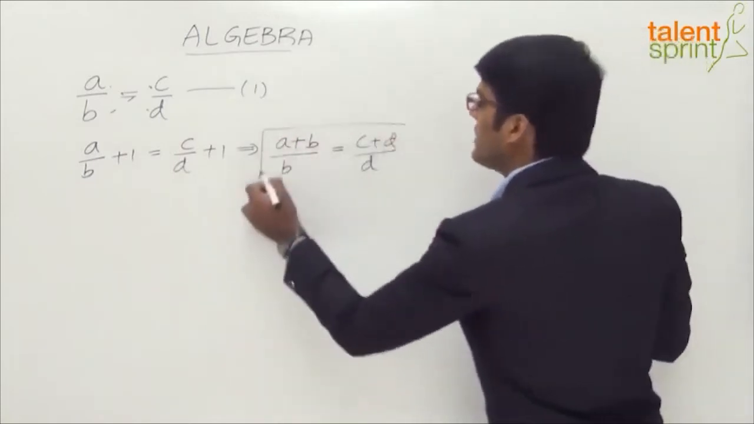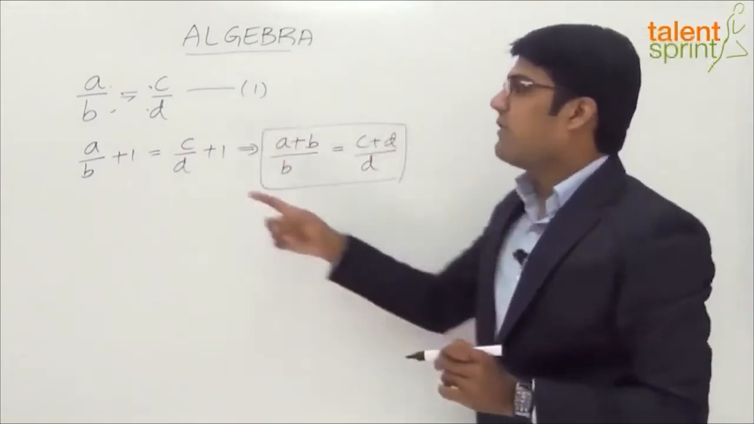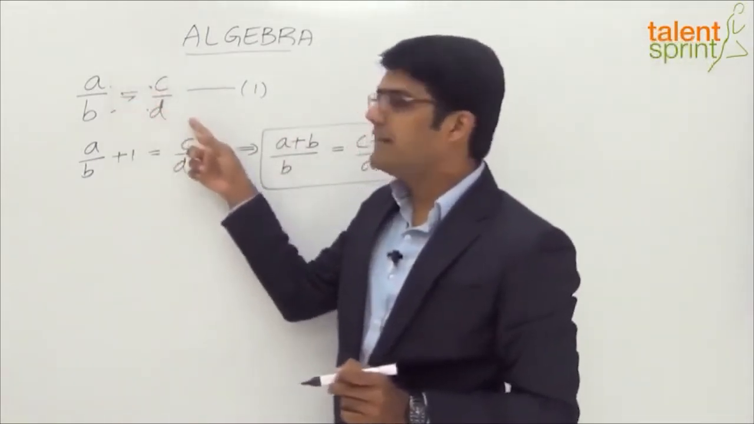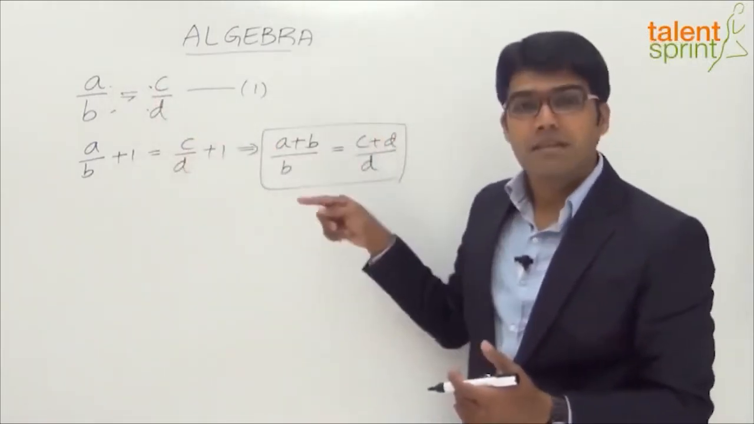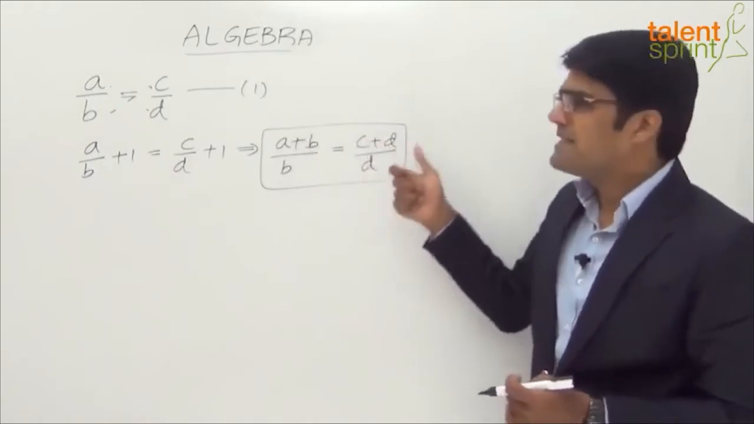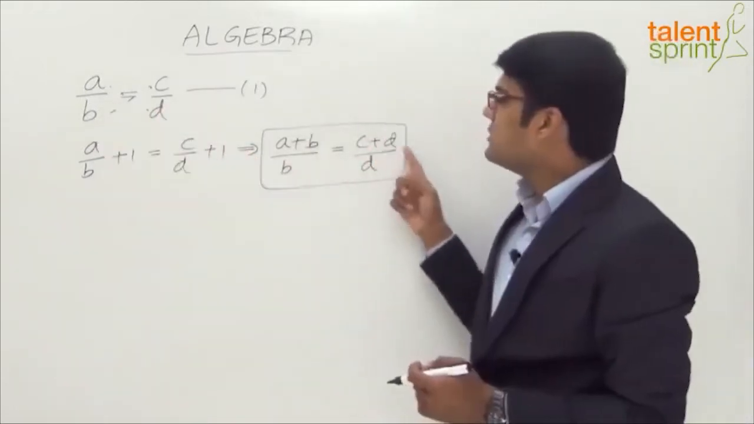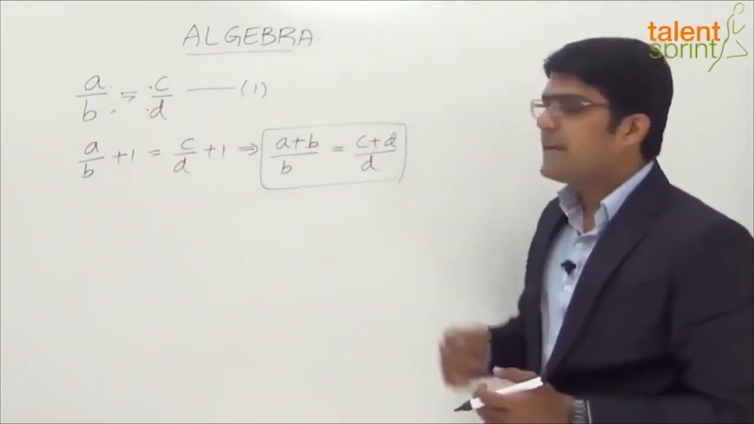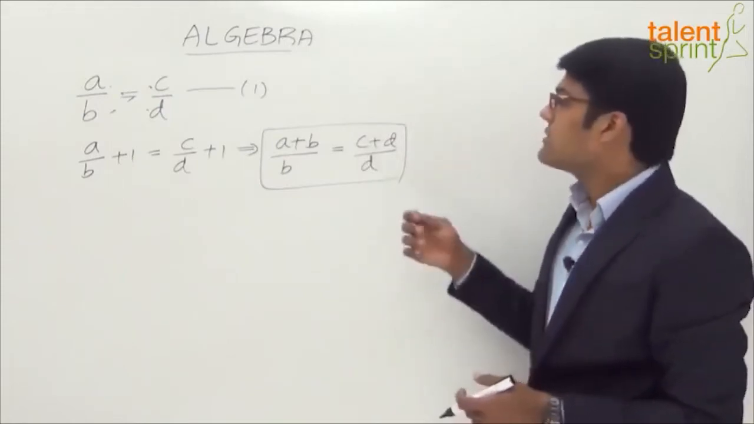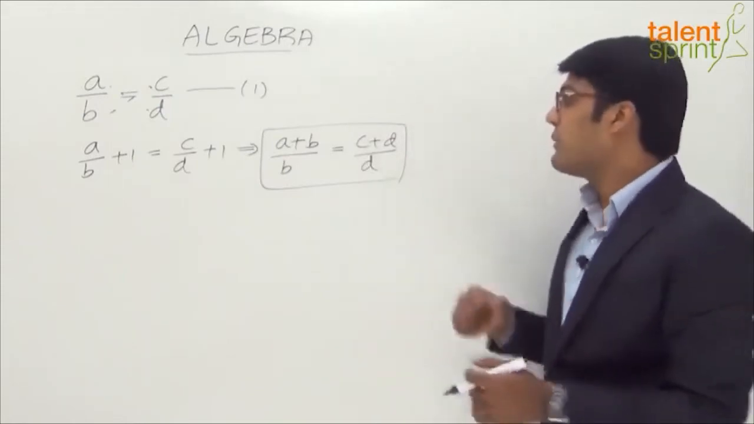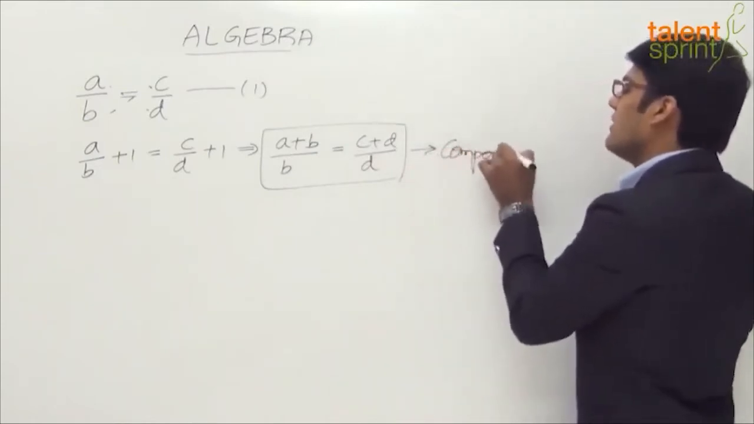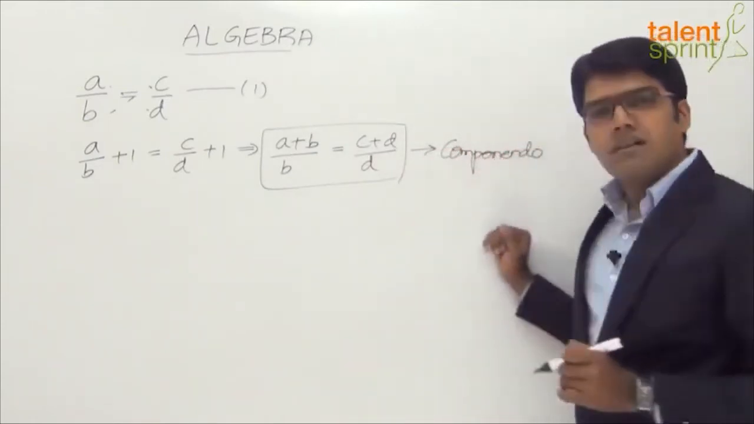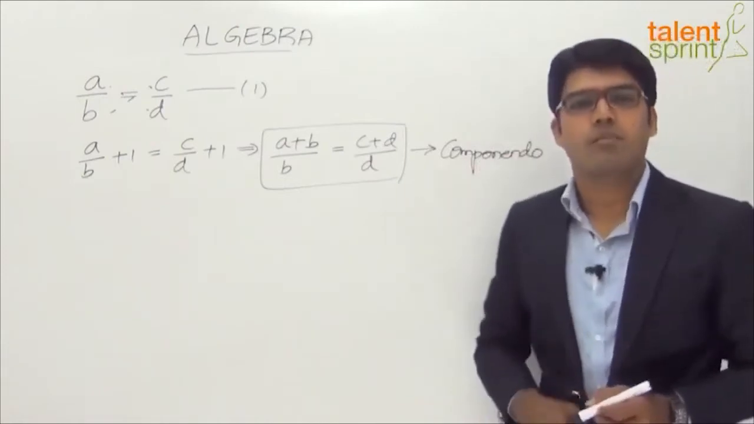This is a new relationship that we have obtained, right? So when we say that A by B equals C by D, we can also conclude that A plus B by B will be equal to C plus D by D. So basically the denominators get added to the numerators, right? And this operation is known as componendo. I'm sure all of you have heard about this relationship, componendo.